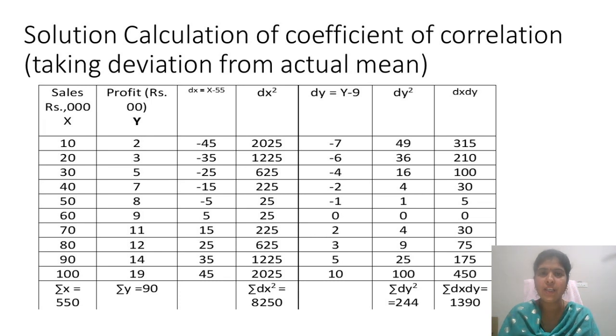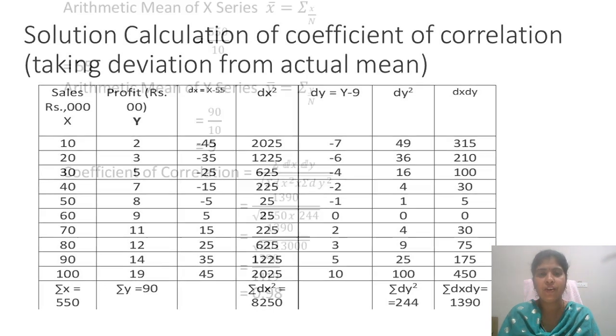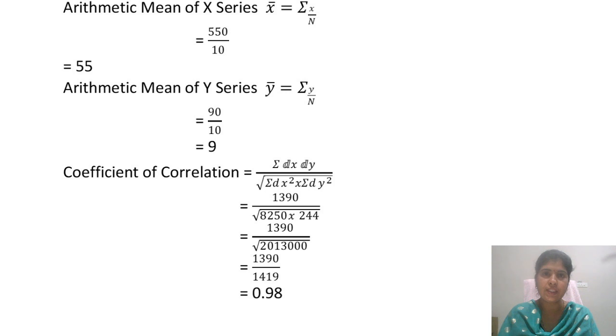Then dx square, sigma dx square. Dy column is equal to y minus 9. Next, dy whole square, dx dy. Now see, let us see how we got dA, that is 55. Here is the arithmetic mean of x series and y series. X series mean is sigma x divided by n. Total of x is 550 divided by 10 is 55. For all the values we are supposed to deduct 55. Next, for y series we have to calculate the mean. So sigma y divided by n is 90 divided by 10 is 9.